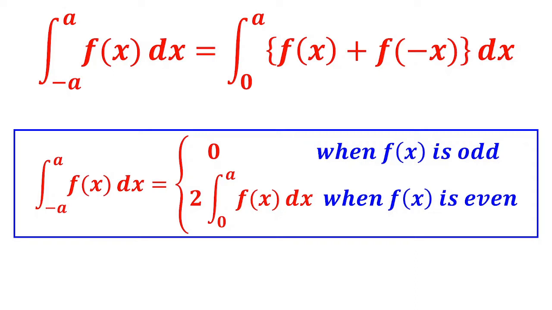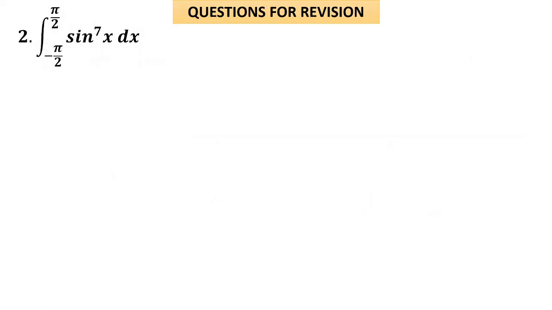Now let us take some examples. Integral minus pi by 2 to pi by 2 sin power 7x dx. Always remember, sin x is an odd function when its power is odd. When the power is even, it will become even. Be careful. But now let us check it.